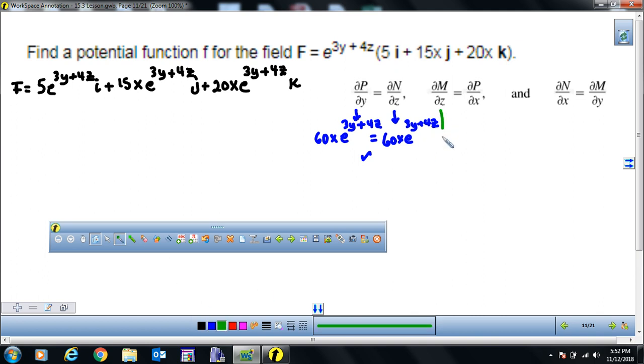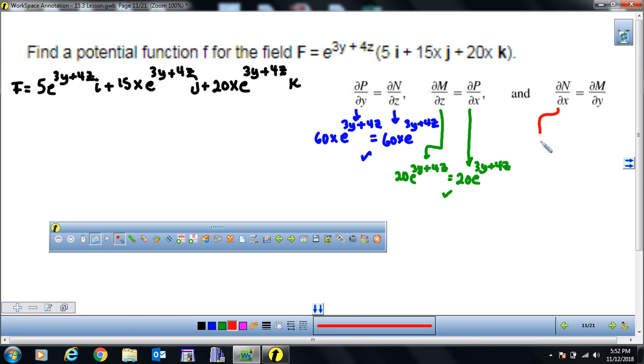Let's check on the next one. The derivative of the first component with respect to z would be 4 times 5, which is 20, e to the 3y plus 4z. And now we're going to get the derivative of the last component with respect to x. So with respect to x, the derivative of 20x would just be 20, right? So that will give me also 20 e to the 3y plus 4z. They are the same.